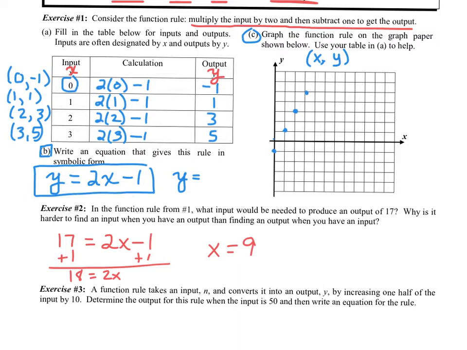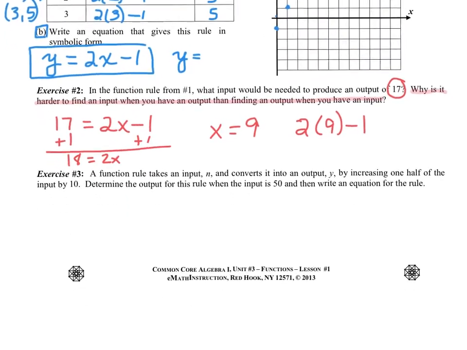So let's check that out. If I take 2 times that 9 and subtract 1, I do get that 17. The question specifically asks, why is it harder to find an input when you have an output than finding an output when you have an input? Well, we take that input and do a bunch of stuff to it and get the output. If we're given the output, we have to kind of do those things in reverse to find what the input is. So it's a little more complicated.